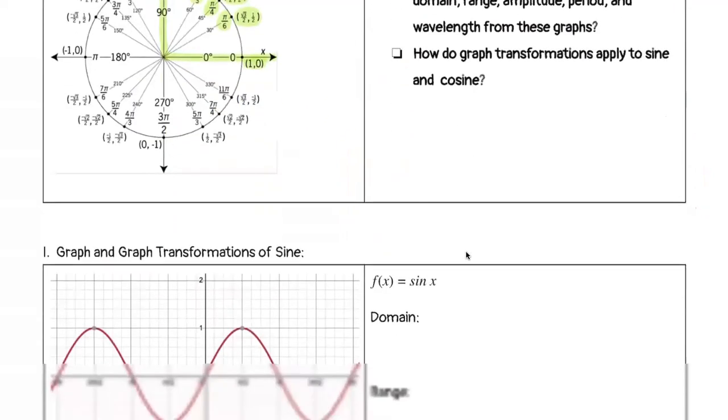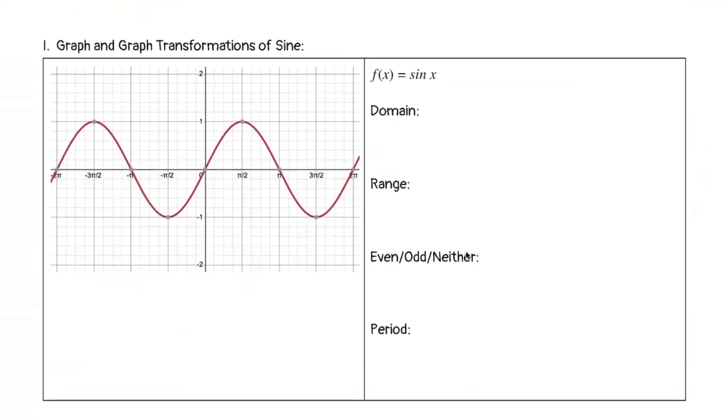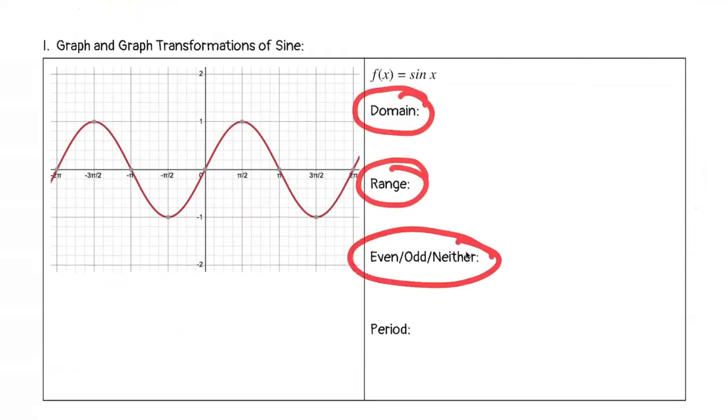All right, let's go ahead and take a look at this together. We're going to look at this graph of sine, and we're going to talk about some important features of this graph. In particular, we're going to look at domain and range, even, odd, neither, and something called the period. Okay.